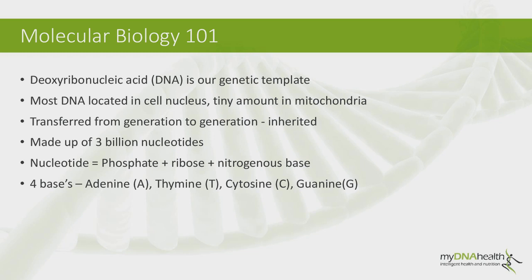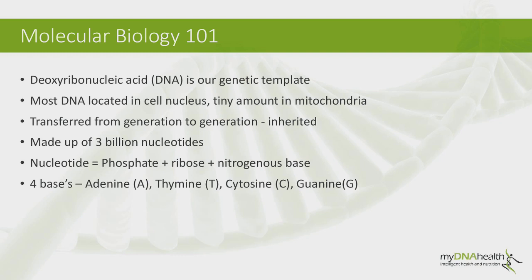So just a recap of molecular biology. Deoxyribonucleic acid, DNA, is our genetic template. We know that. Most of our DNA is located in the cell nucleus, so we're going to focus on that. There is a tiny amount in the mitochondria, but we don't really have the scope to talk about that today. It is transferred from generation to generation, so therefore it's inherited information. And as I said, approximately 3 billion nucleotides, which is quite a lot, really.